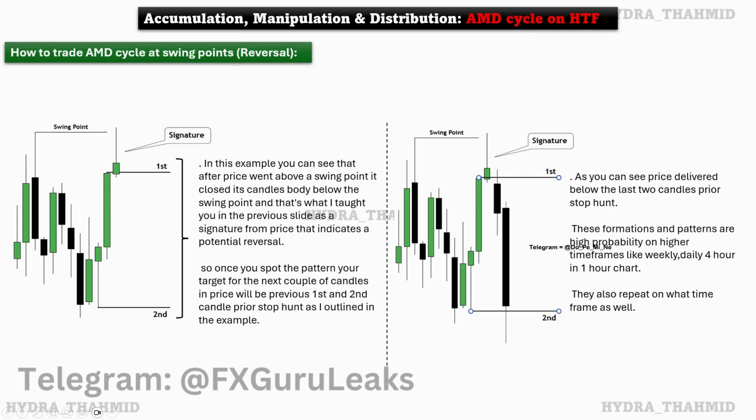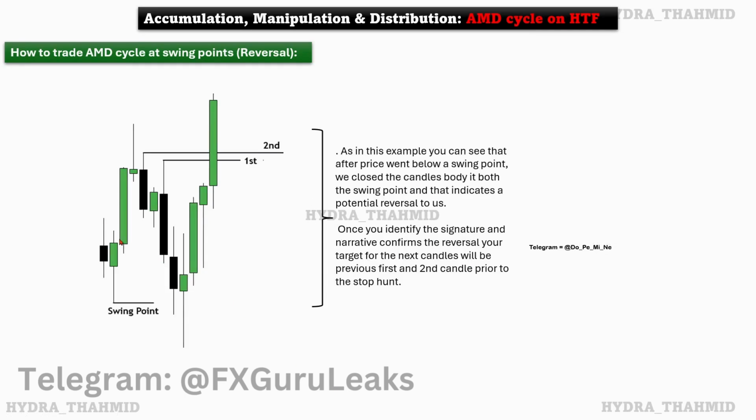So let's take a look at our next slide. In this example, you can see that this is a bullish example. So look at the signature in price. We went below this swing point. This is our candle that did the stop hunt, right? So we target the previous candle, the last two candles prior to the stop hunt. So this candle did the stop hunt. Our target is going to be this candle and this candle. Here you can see that we have an inside candle.